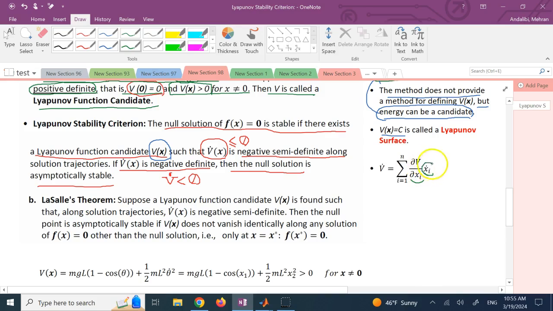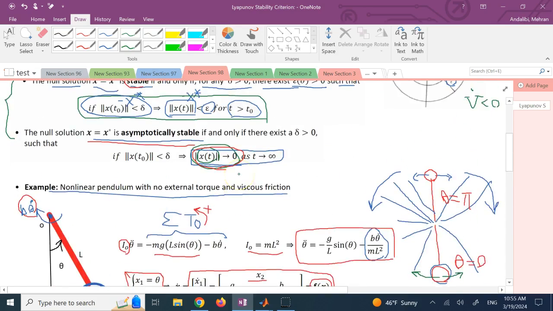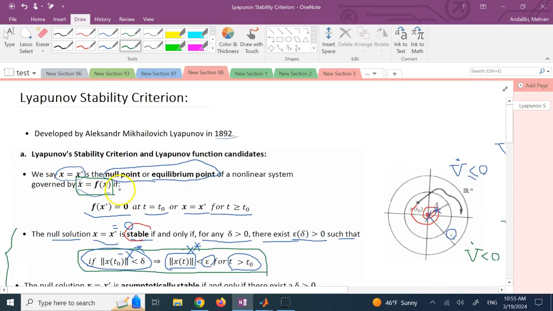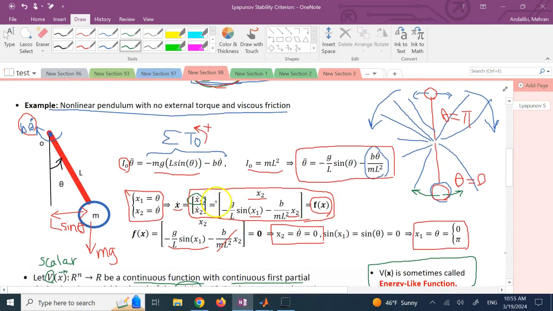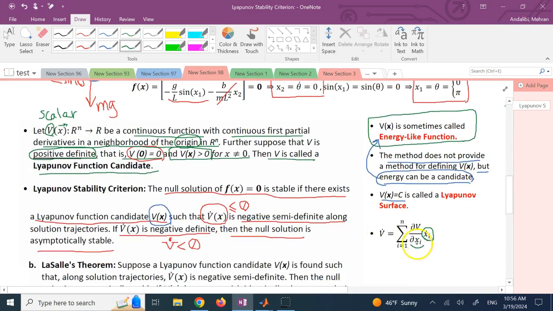And where do we get these x_i dots? From what? From these equations of motion. These x_i dots are equal to their components of f of x, like here you see x1 dot is x2 and x2 dot is what? This function down here. So we get those x dot from the equations of motion, and these partials from the definition of V. We get this summation and calculate V dot, and then see whether it's negative or less than 0, or it's not. If it's not, then the system is unstable.